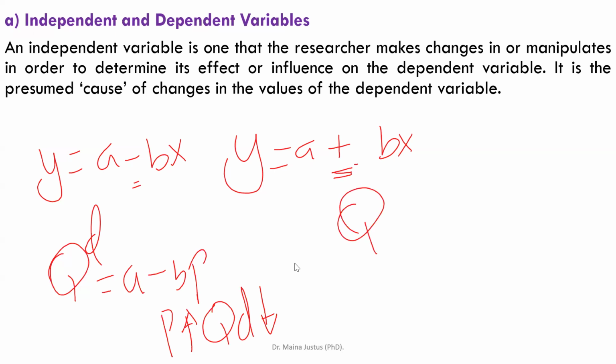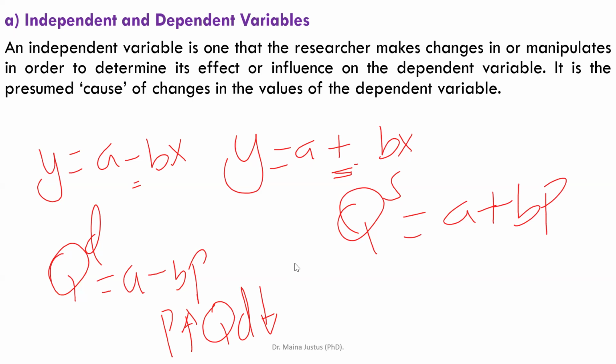But if I was to talk about the quantity that has been supplied, I'm going to say A plus BP, and that means that an increment in the price of the product would lead to an increase in quantity supplied, because the suppliers want to put more in the market so that they can earn. So as you can see, there are relationships that are being created. We are manipulating one so that we can see the result on the other.